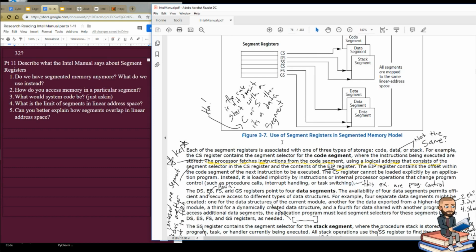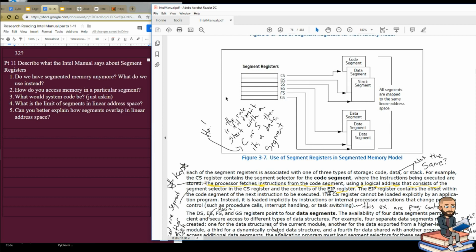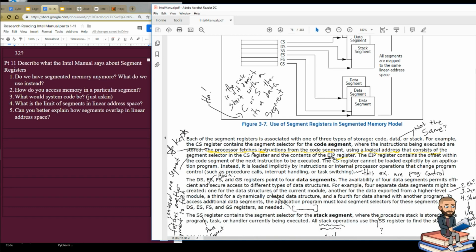And here's a nice diagram of the use of segment registers in the segmented memory model. Based on this, I came up with a rule. Basically, if it's not an S or a C, then it's a data segment. C for code and S for stack.